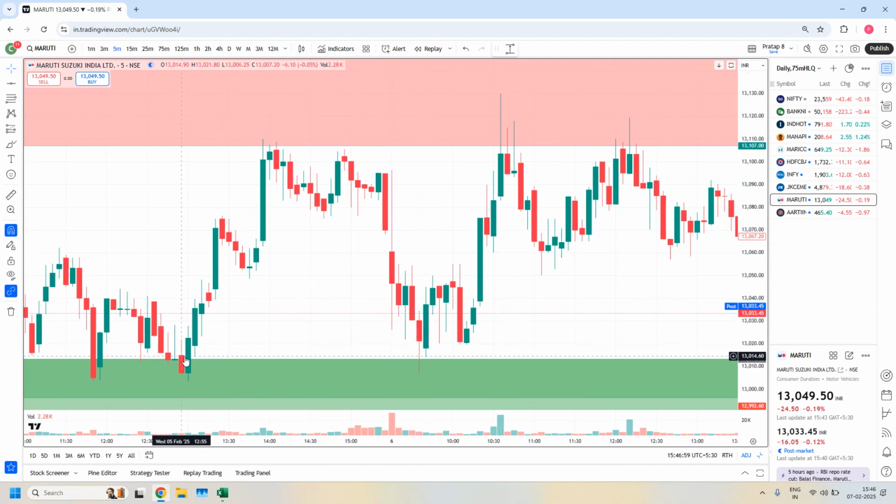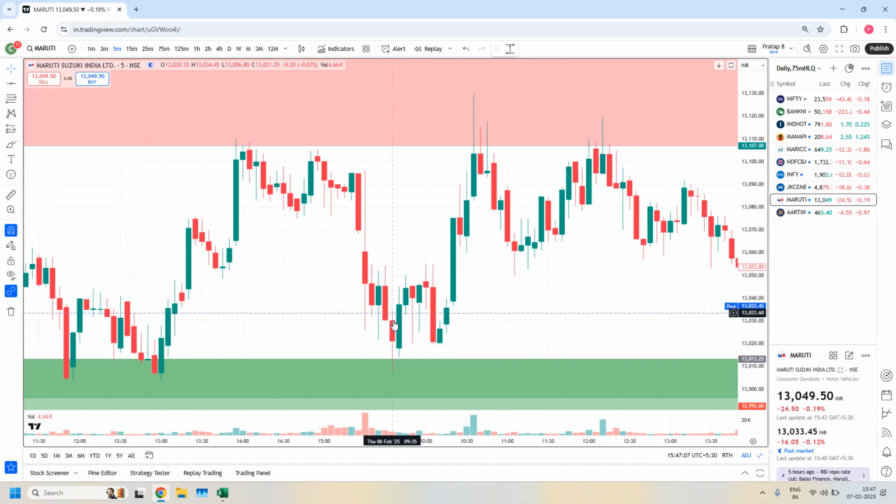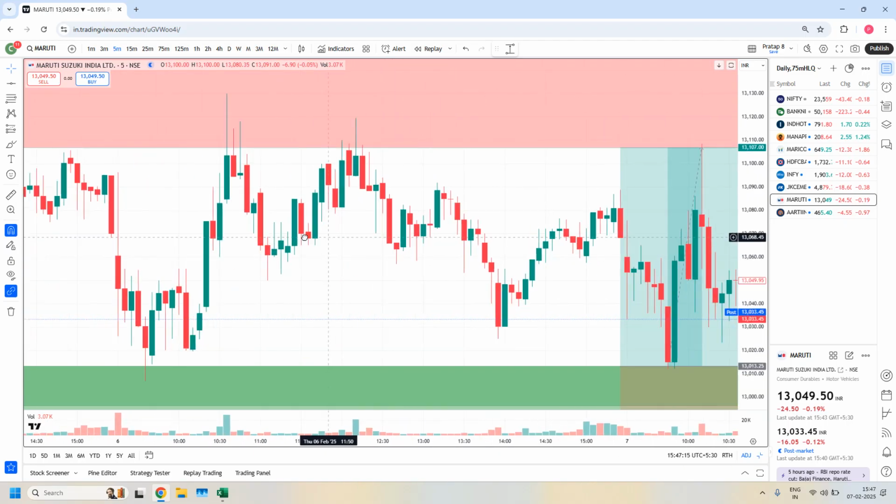And this happened on 5th February. This is 6th February, yesterday. This is the day before yesterday. See, once again price came into the zone and again moved up. Again you see drop, base, rally. Again it added new order flow.